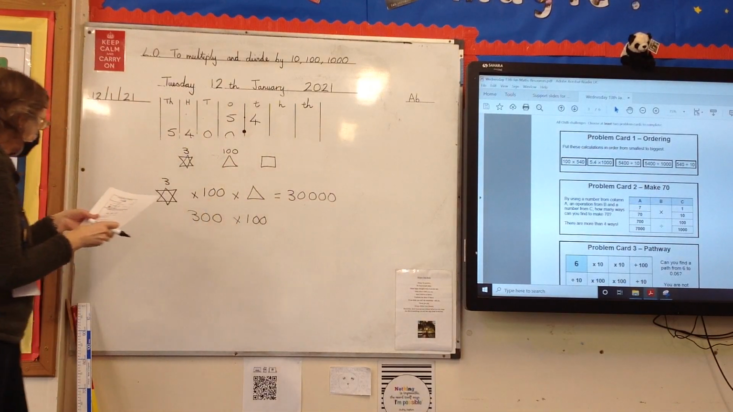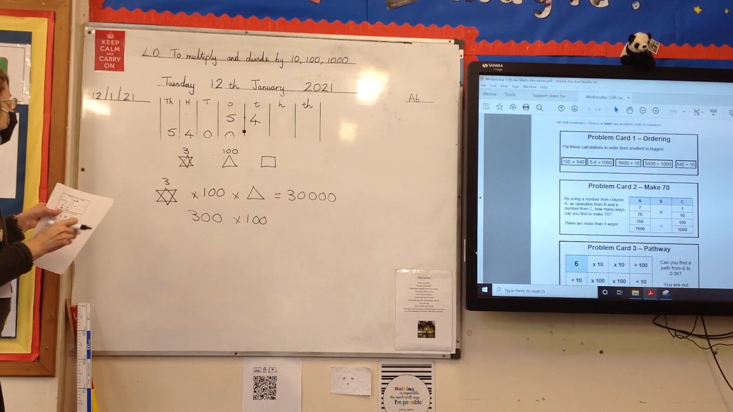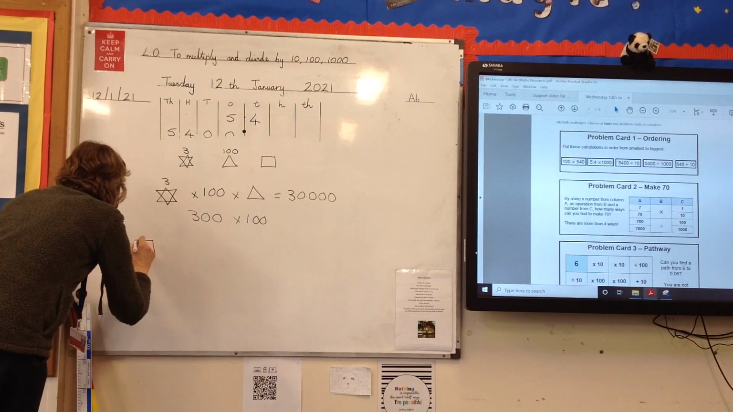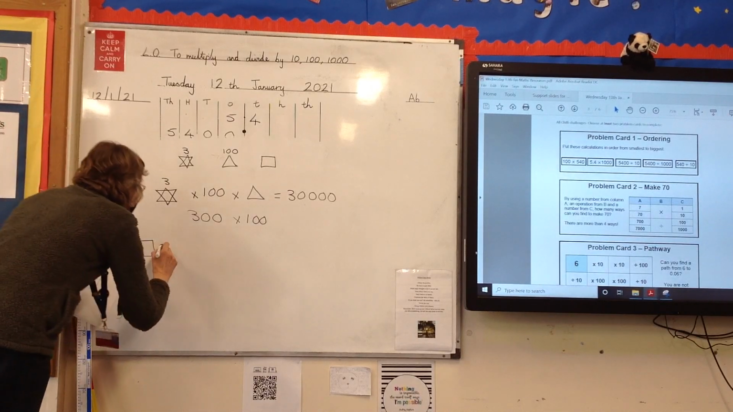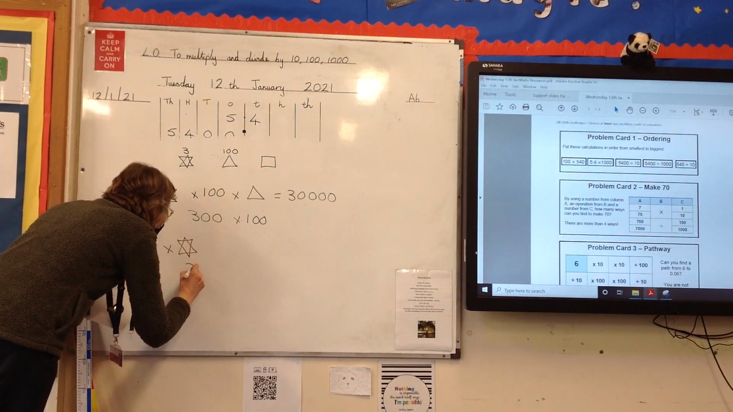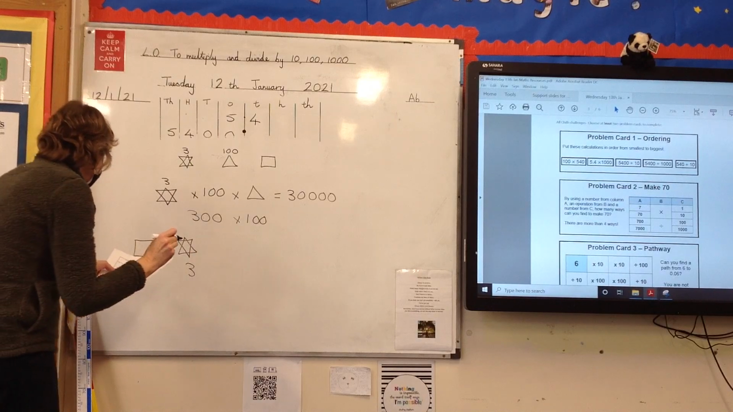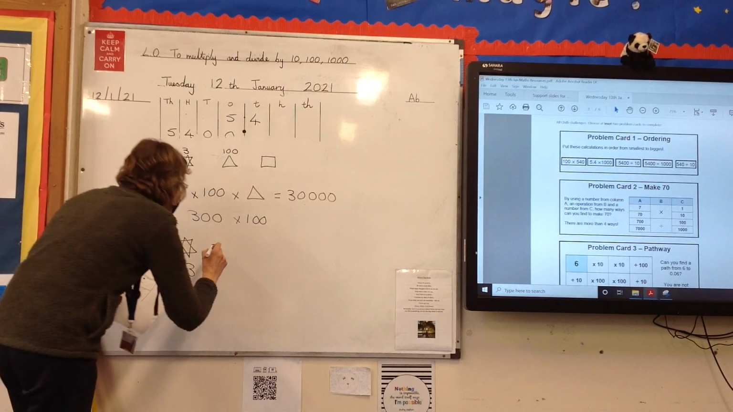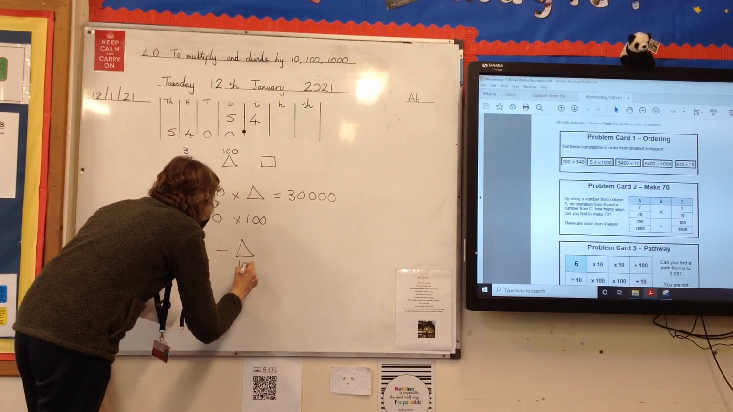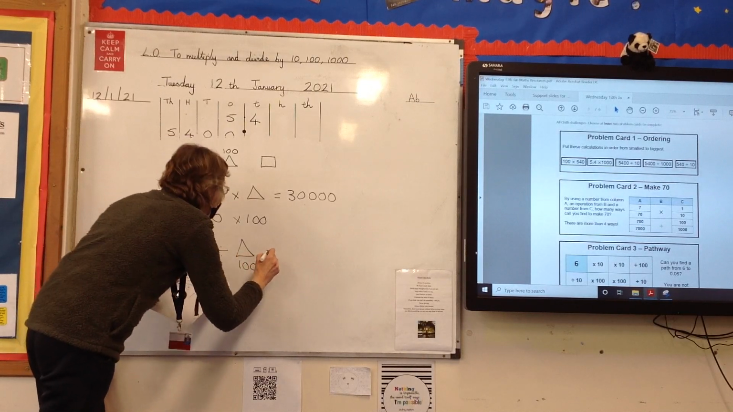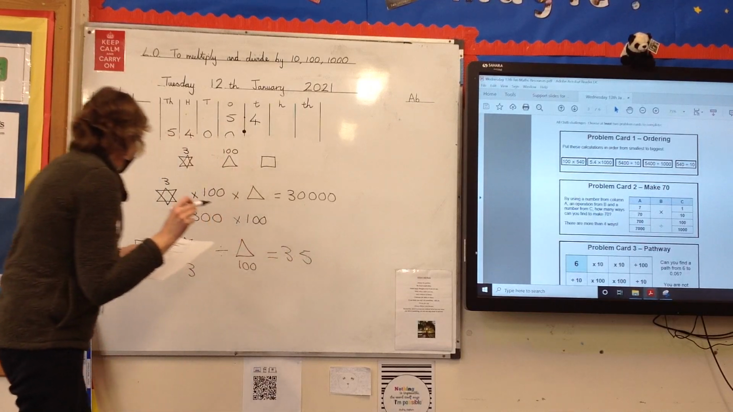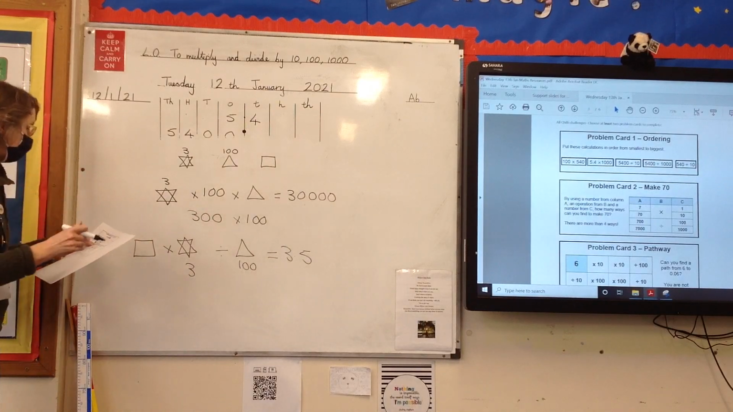So we know what the star represents, we know what the triangle represents, now we need to work out what the square represents. So the last calculation, square, which is still a mystery number, multiplied by a star, which we know is 3, which our maths is better than the drawing, isn't it? And divided by the triangle, which is 100, equals 3.6.